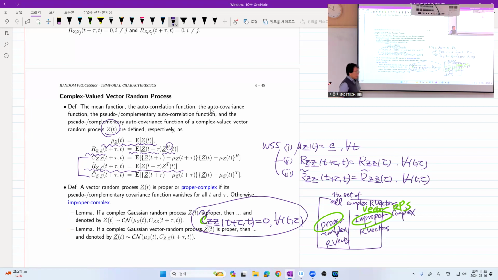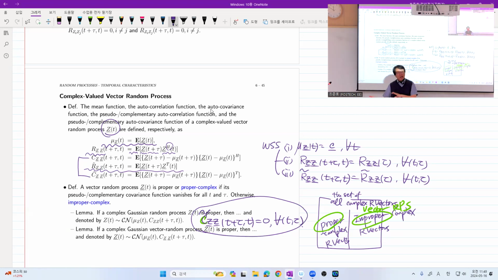Got it? If you take, for example, my course of digital communication, which is almost never offered, strangely, at POSTECH. By the way, I never taught undergraduate digital communication since I joined POSTECH 20 years ago. Strange, right?